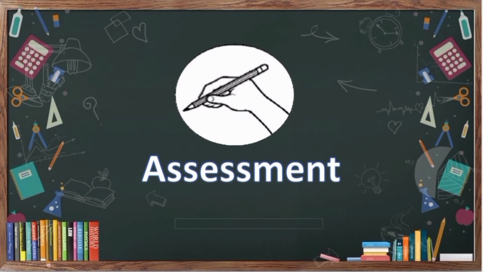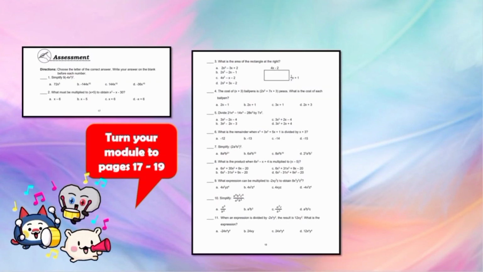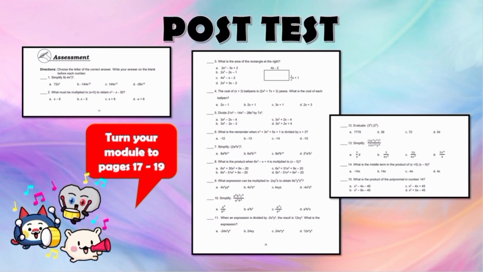Assessment. Turn your module to pages 17 up to 19. Let's answer the post-tests. Choose the letter of the correct answer. Write your answer on the blank before each number.